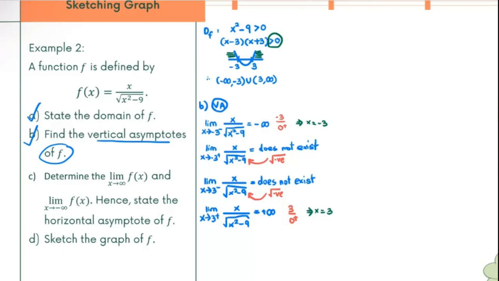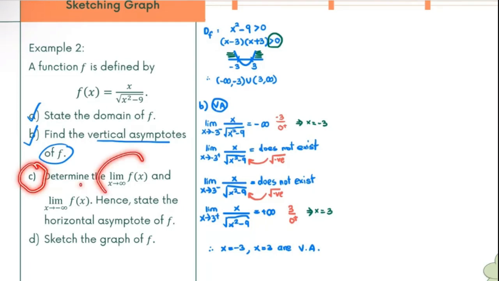So the conclusion that we are going to make is therefore x equals to negative 3 and x equals to 3 are our vertical asymptote. Okay, so nanti dalam exam tulis ayat yang penuh, jangan buat VA macam saya buat. Okay, so ini baru vertical asymptote. So let's look at the second question, the third question here.